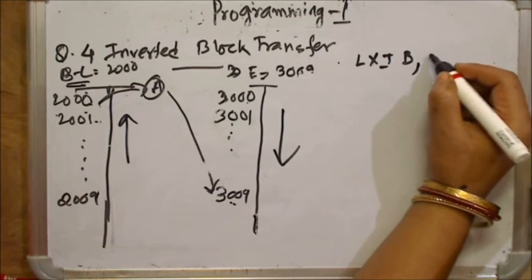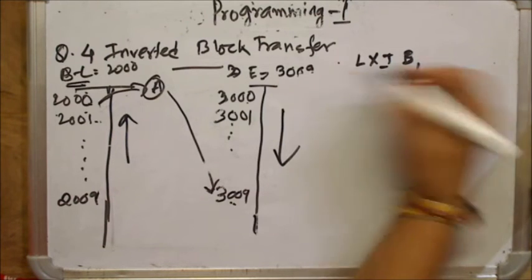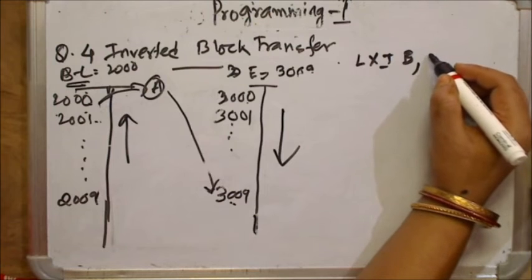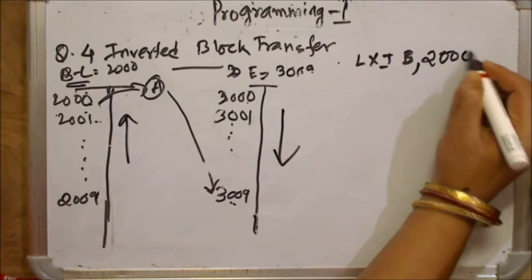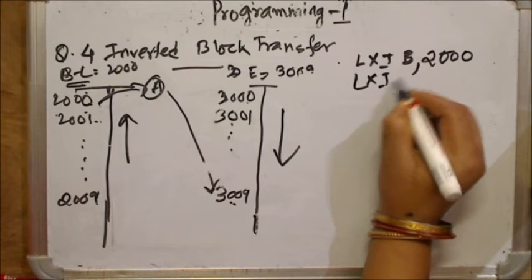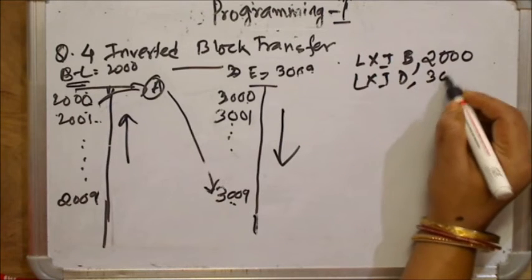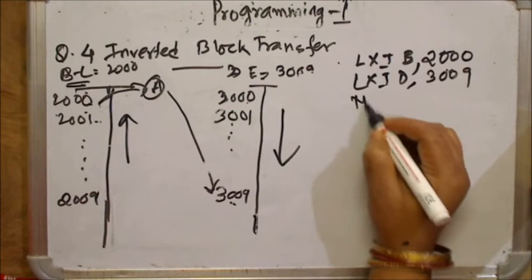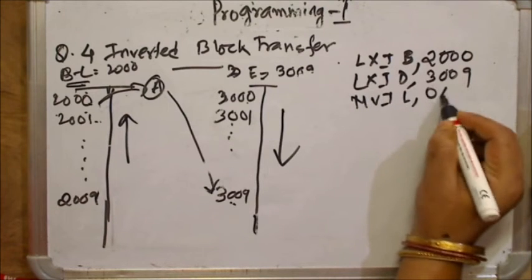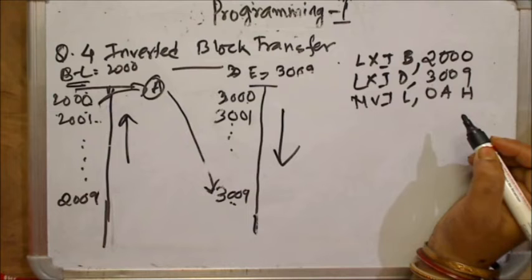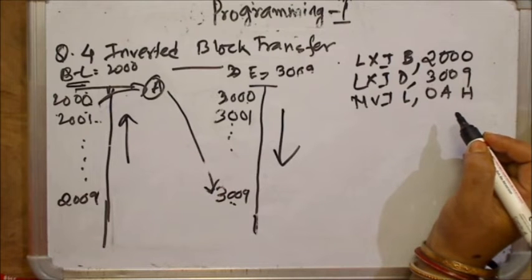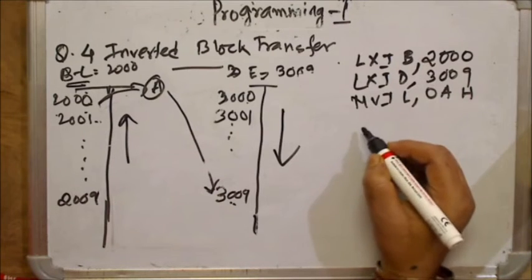First, initialize. What should I initialize? I have told you the algorithm: LXI B, 2000. Then the next initialization is the DE pair, which we initialize with 3009. Then you initialize the count with MVI L, 0A. So up to here it is clear. Are your instructions matching?